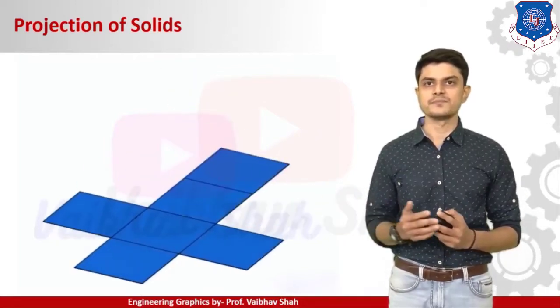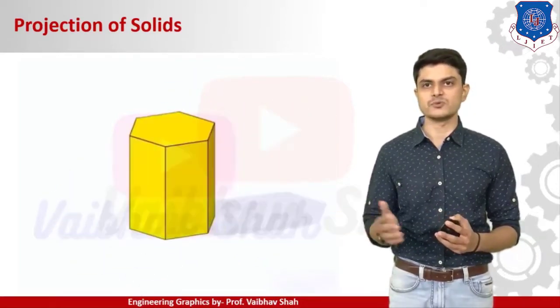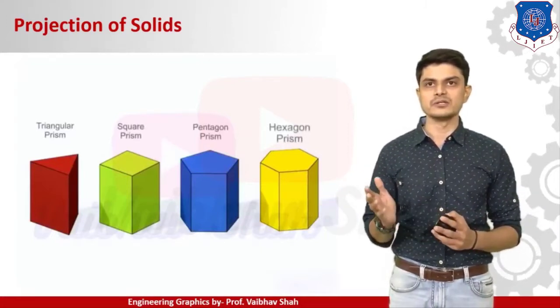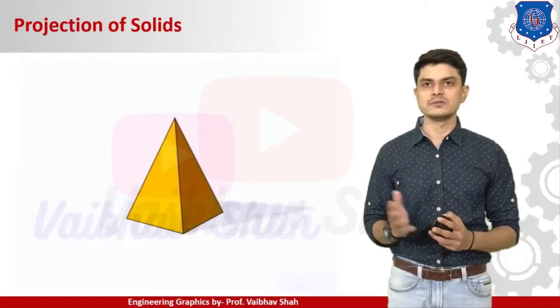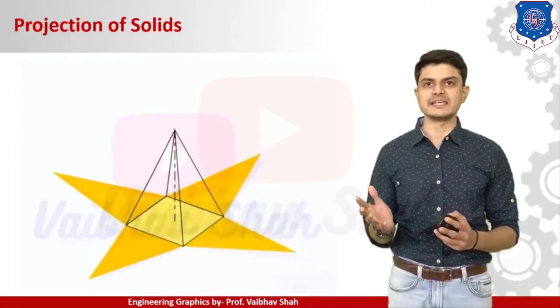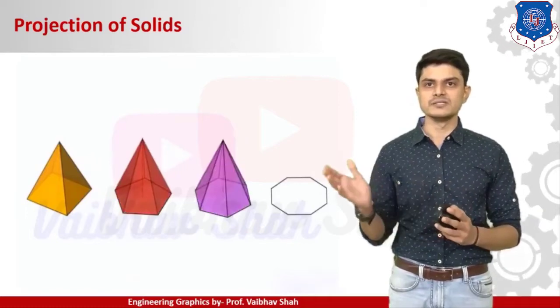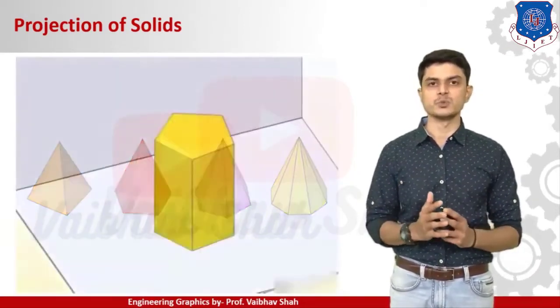So this is your prism, or it is also known as a cube. These are the different kinds of prisms available to you: triangular, square, pentagon, hexagon. Now this is your pyramid. A pyramid has its apex at the top, as you can see by the red dot. It is indicated by the red dot. These are the different kinds of pyramids available to us.